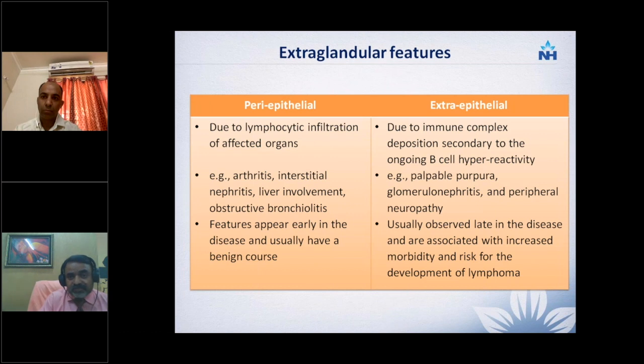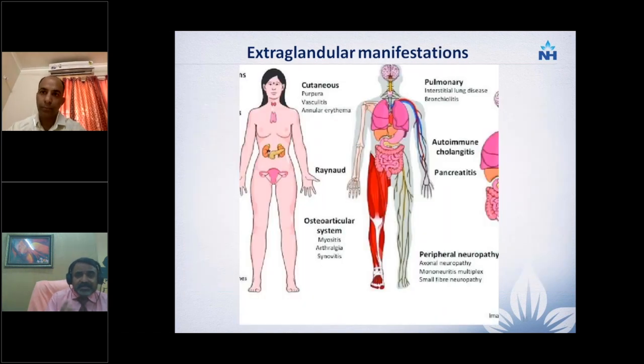And this extraglandular involvement will be because of immune complex deposition secondary to ongoing B cell hyperreactivity, which will be manifested as palpable purpura, glomerulonephritis, and peripheral neuropathy, usually observed late in the disease and associated with increased morbidity and risk for development of lymphoma. You can see this extraglandular manifestation, like cutaneous, because of deposition of immune complex in the form of purpura.